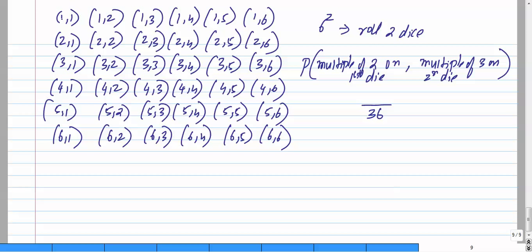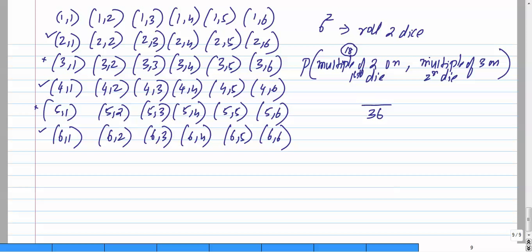Now, multiple of 2 on the first die. Let me only scan the first part. In this entire row the first die is 1, which is not a multiple of 2, but here yes it qualifies. This entire row qualifies, so I have 6 options here. Similarly, this qualifies because in all these 6 options I have 4 on the first die. This is not going to qualify and this is going to qualify. So I have 6 plus 6 plus 6, so totally 18. Here I have 18 occurrences.